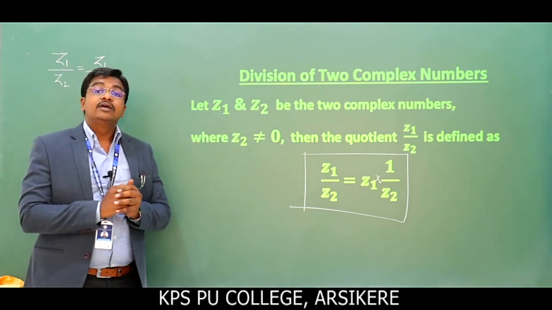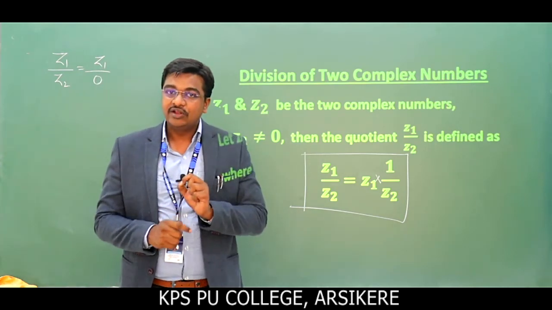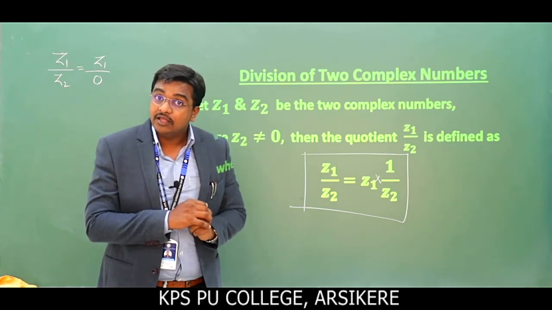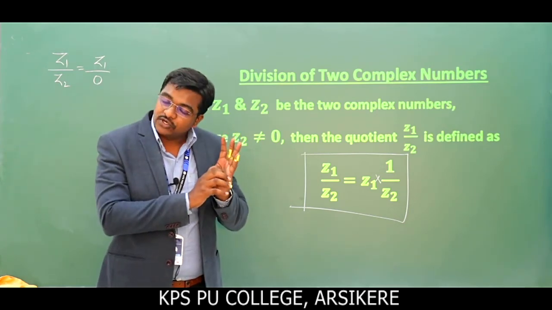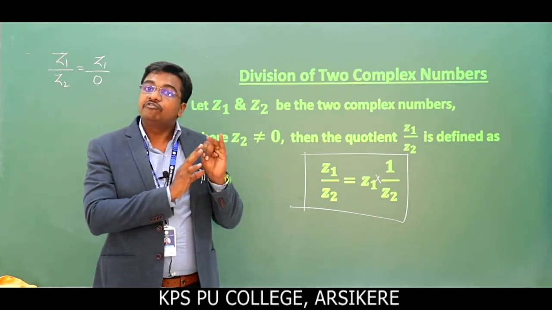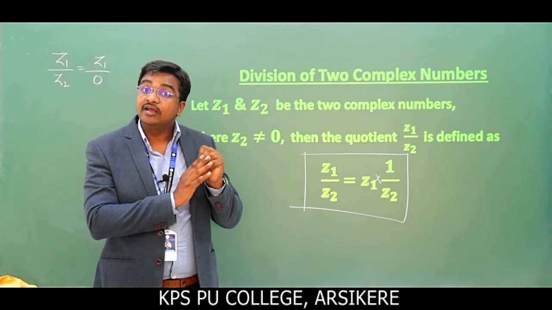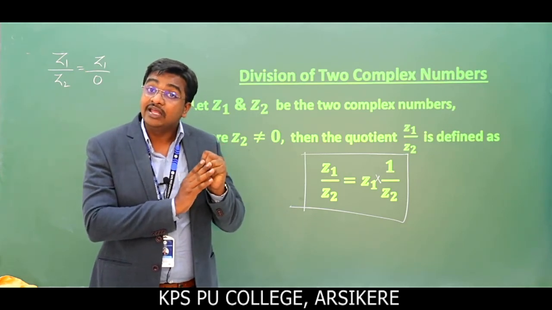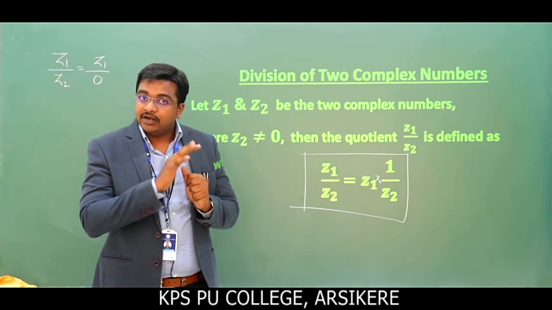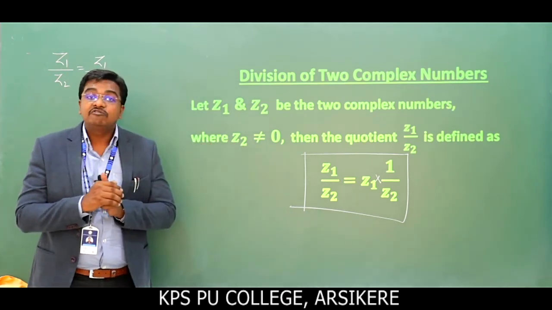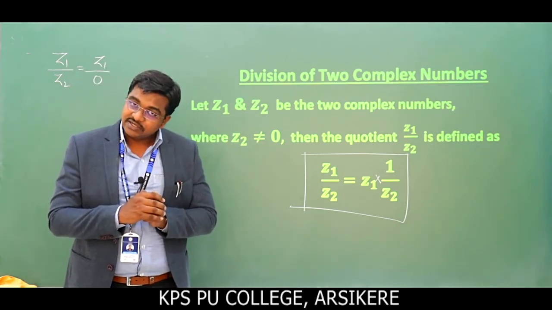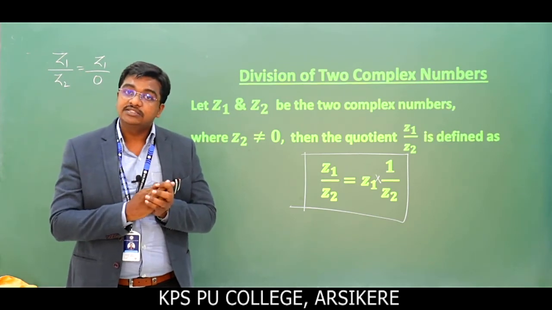Now listen students, in this class we had a discussion on multiplication of two complex numbers and the corresponding properties. The first one closure law, second one commutative law, third one associative law, fourth one identity, fifth one inverse, and the sixth one distributive law, and lastly we had a discussion on division of two complex numbers: z1 divided by z2 is equal to z1 times 1 divided by z2.